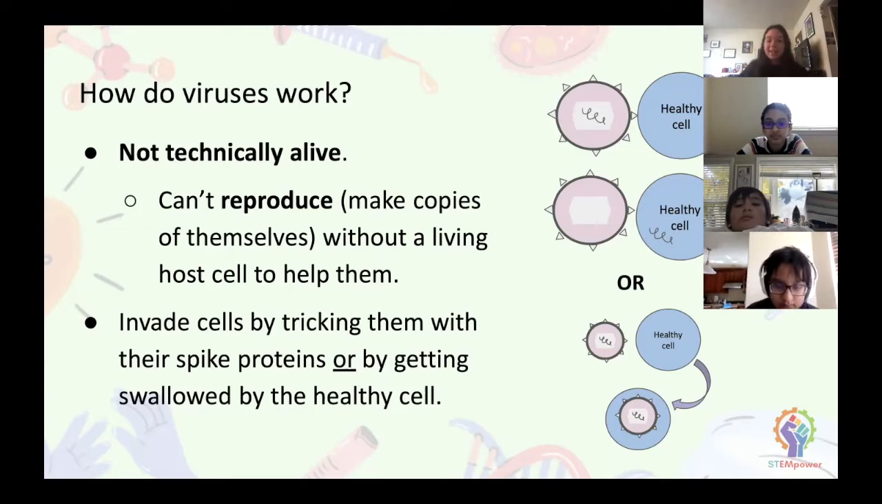Once it does that, the virus can insert its genetic information, and from there it can reprogram the metabolic or genetic machinery of the host cell to reproduce the virus instead of reproducing itself. So it kind of invades the cell and then tricks it into reproducing the virus instead of reproducing itself, which is kind of cool.